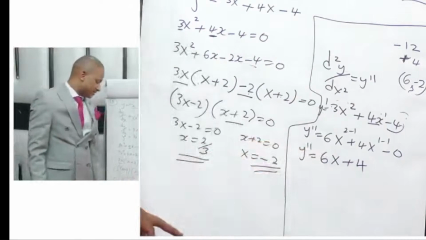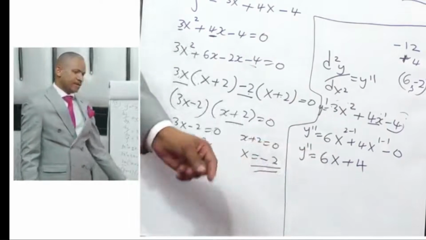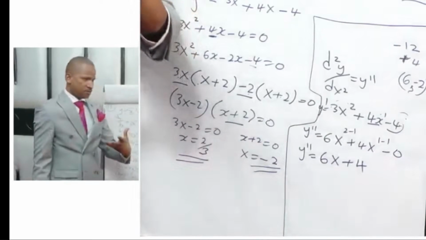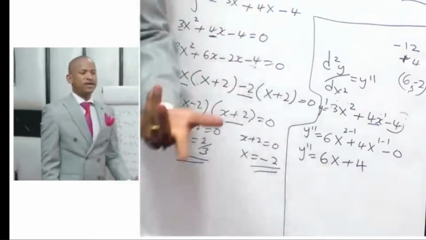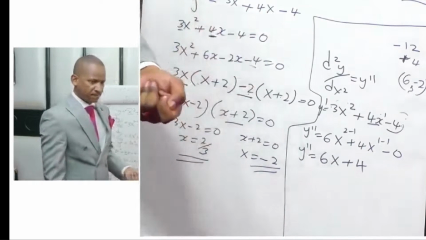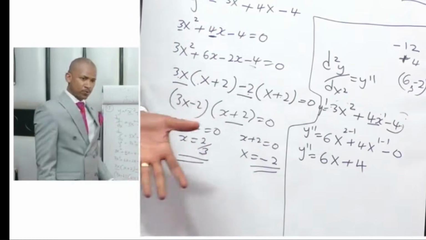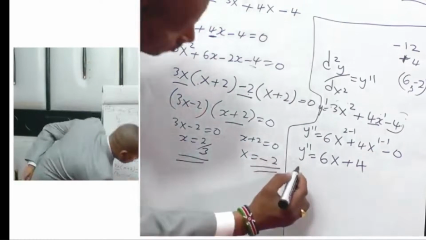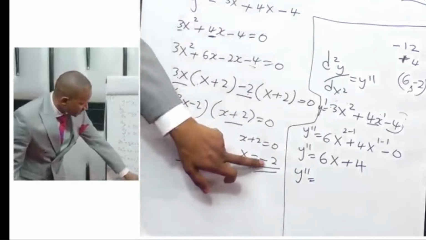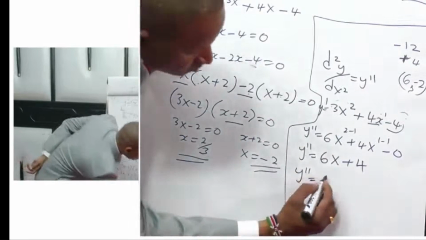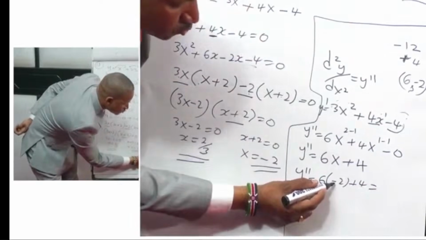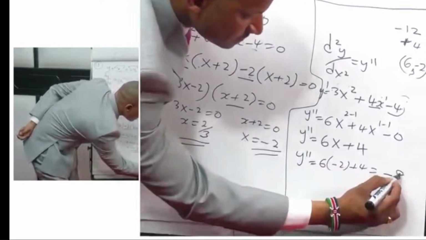Now, in this, replace these two values of x. If the second derivative is negative, you take that value of x to be your answer. It is at maximum. If it is positive, then that is at minimum point. So you come here, y double prime, take the first value of x, which is negative 2. Put negative 2 here. It will be 6 times negative 2 plus 4. This is minus 12 plus 4, which is minus 8.